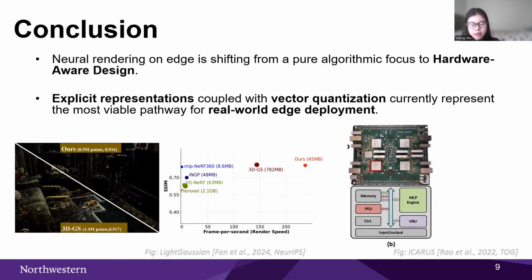To conclude this survey, it is evident that edge neural rendering is undergoing a massive shift from pure algorithmic improvements to hardware-aware design. While implicit models lay the foundation, explicitly structured representations like 3D Gaussian splatting, augmented with vector quantization and parameter pruning, currently demonstrate the absolute greatest potential for real-world edge deployment. They successfully balance high visual fidelity with strict memory and power constraints.